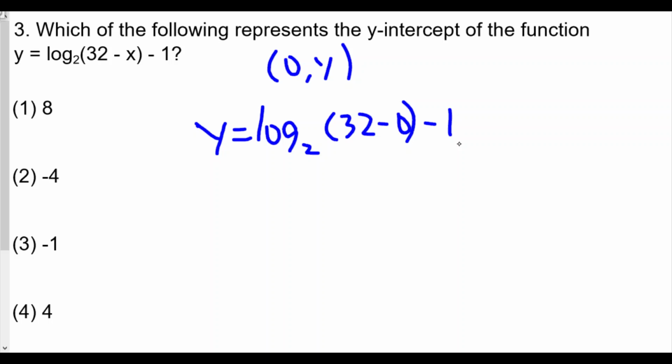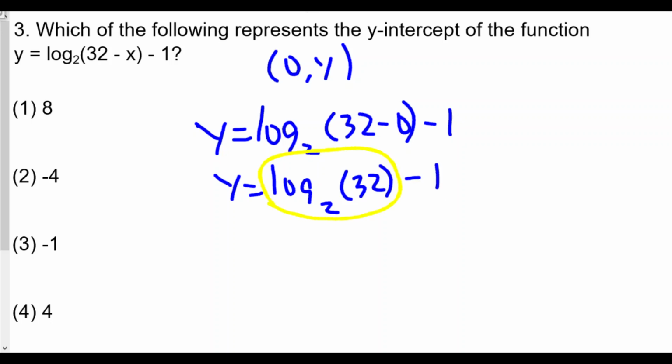Again, the y-intercept is not always the b value for a linear function. It is going to be the y value when x equals 0. So that's why I'm plugging in 0 for x. So y is equal to log base 2 of 32, then minus 1. Now we need to evaluate this here. We evaluated these before. One technique is to set the log base 2 of 32 equal to n. We're not sure what it is, but we'll set that equal to n. And then we write this as an exponential equation. So we have 2 to the nth power equals 32.